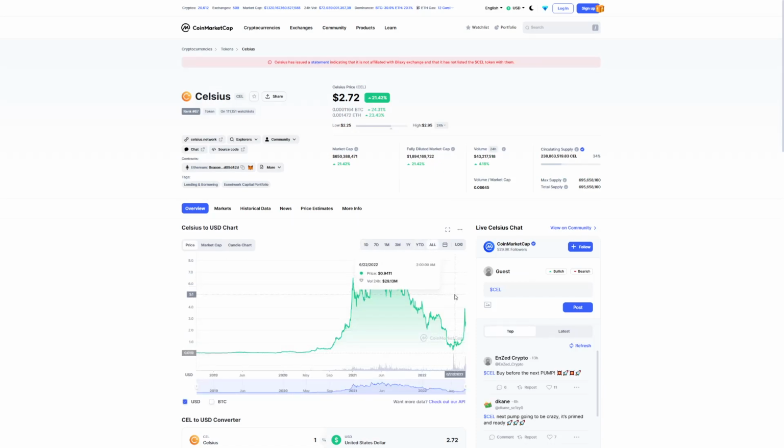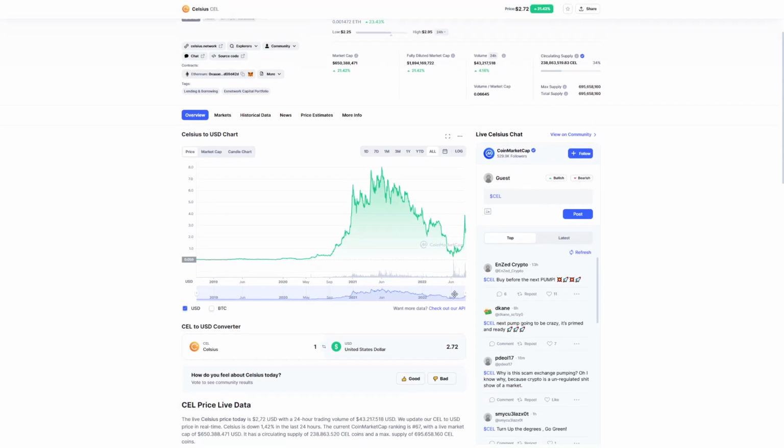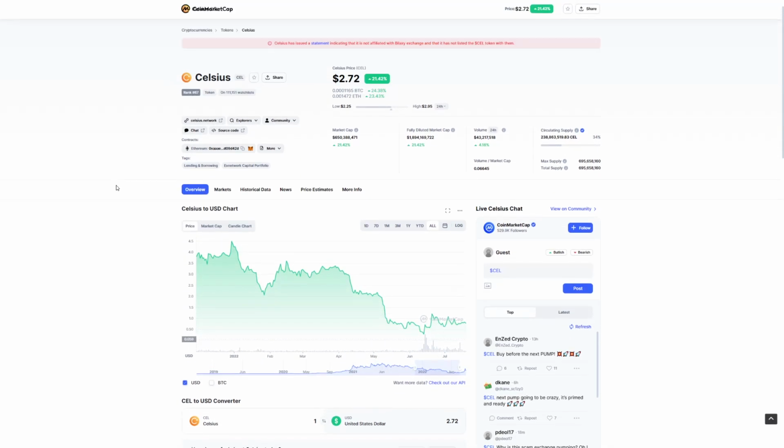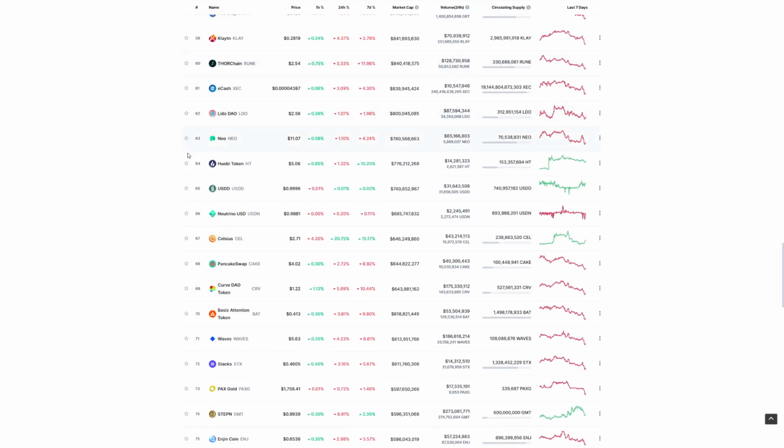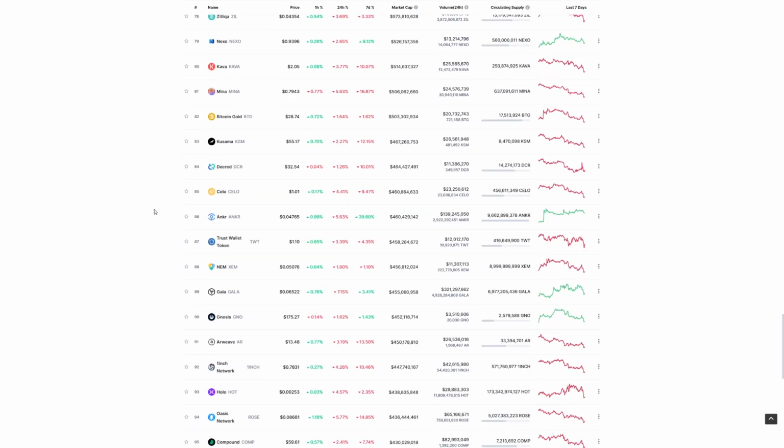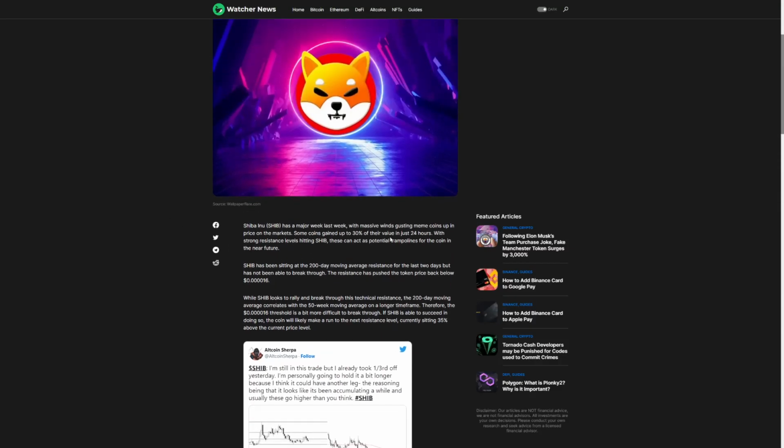It's pretty crazy how the market basically recovered. When we saw Celsius at 30 cents, it really did pump back, and that's the big factor in this. And people are really afraid of what's happening next for Shiba Inu. I'm not really afraid because we are seeing this breakout.